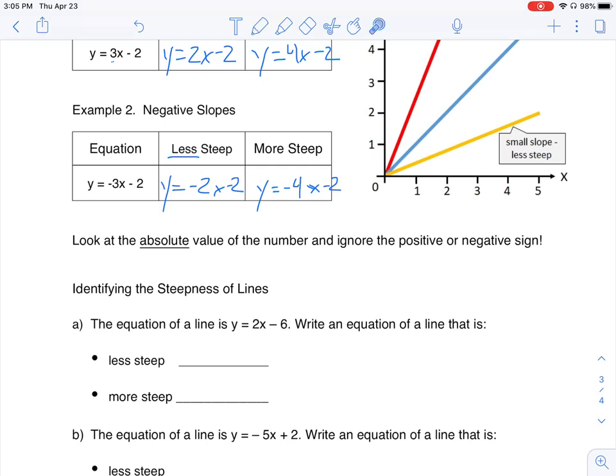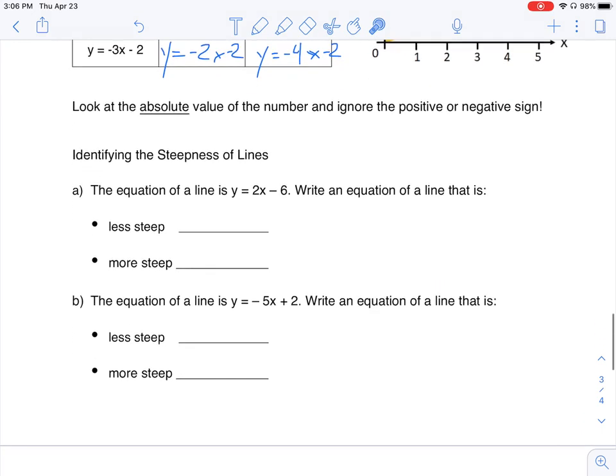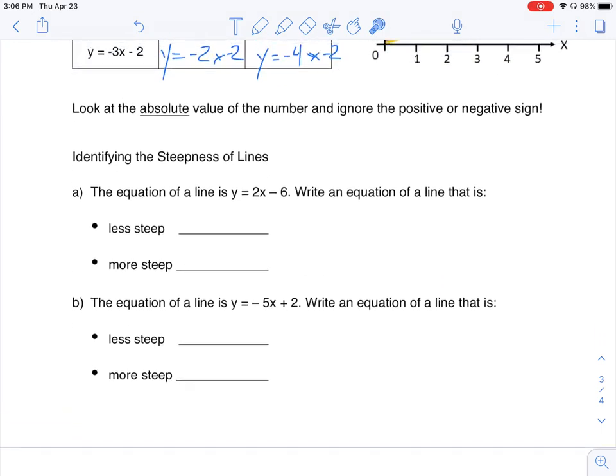The coefficient of 2 is less than 3. The coefficient of 4 is more than 3. The negative sign here simply means that the line is going down and to the right, or it's moving down like this. So the numbers are still going to be reflective of either less steep or more steep. So 4 is clearly bigger than the number 3, and that negative sign simply means that the line is going down instead of up. So look at the absolute value of the number and ignore the positive or negative sign. And I just kind of explained why we do that.